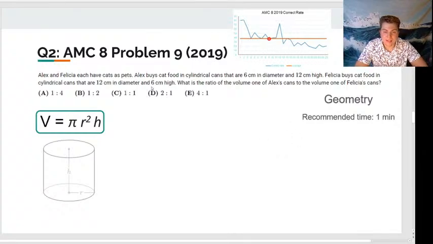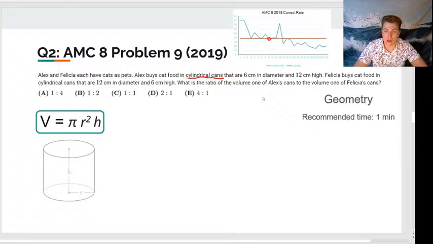Now, this question is asking, Alex and Felicia each have cats as pets. Alex buys cat food in cylindrical cans that are 6 centimeters in diameter and 12 centimeters high. And then Felicia buys cat food in cylindrical cans that are 12 centimeters in diameter and 6 centimeters high.